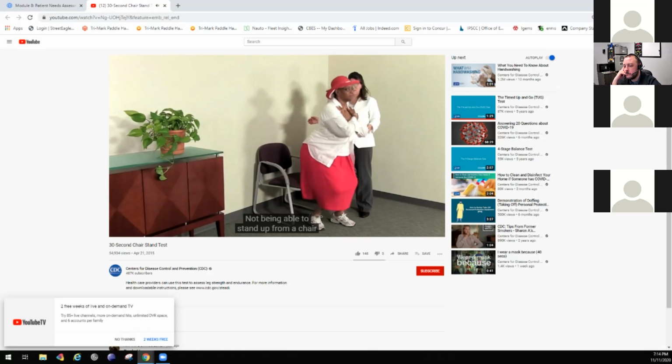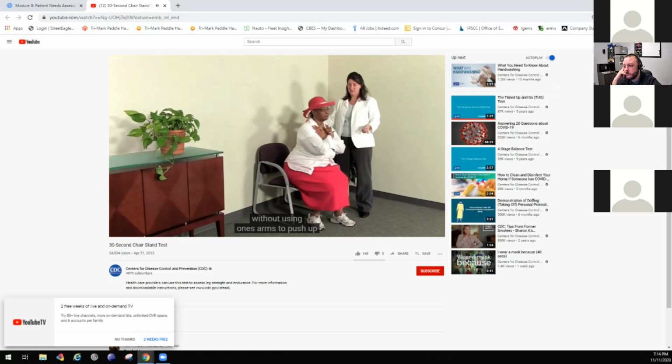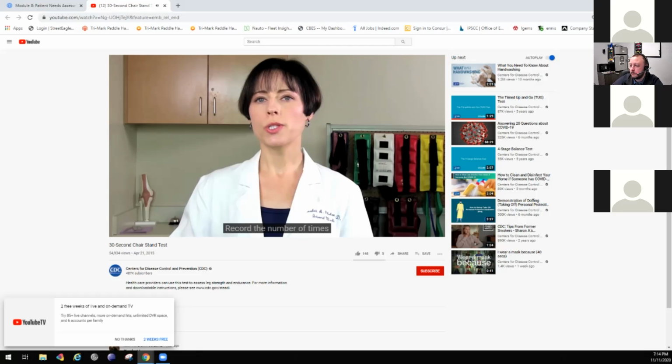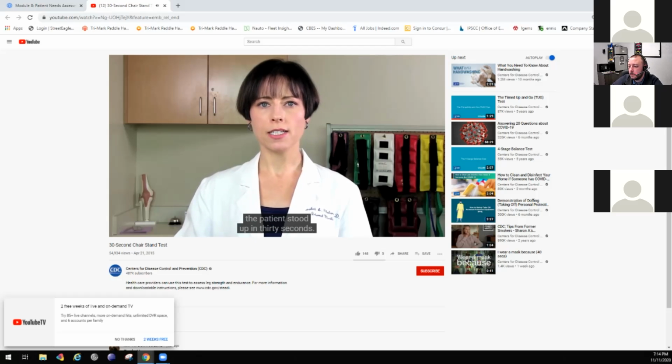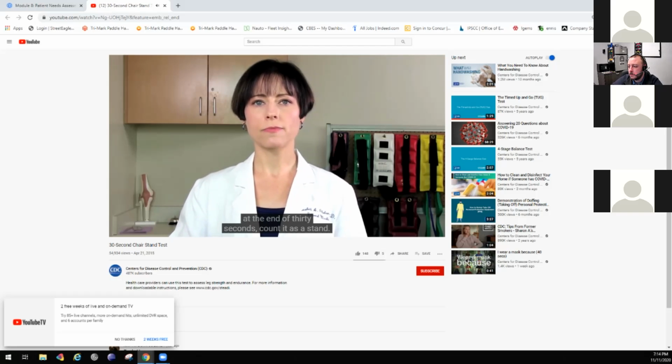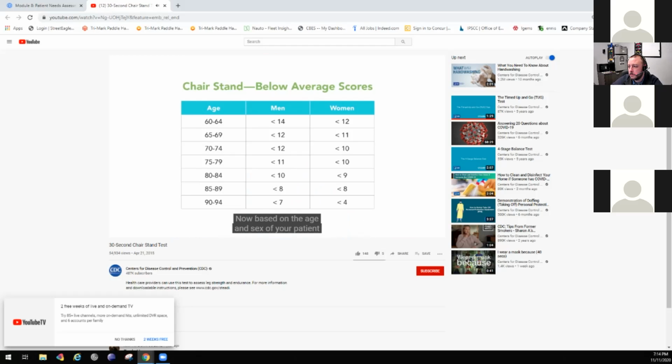Not being able to stand up from a chair without using one's arms to push up indicates a high risk for falls. Record the number of times the patient stood up in 30 seconds. If the patient is over halfway to a standing position at the end of 30 seconds, count it as a stand. Now, based on the age and sex of your patient, find their normal range on this chart. If your patient's score is below the norm for his or her age and gender, it indicates lower body weakness, a risk factor for falling.